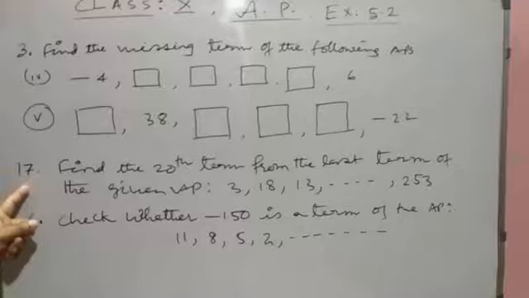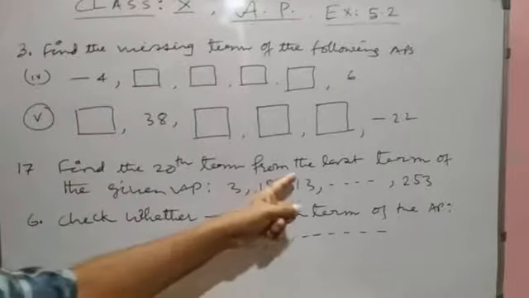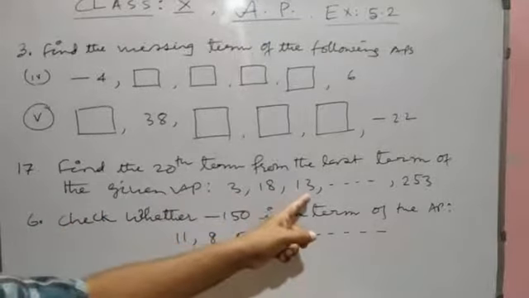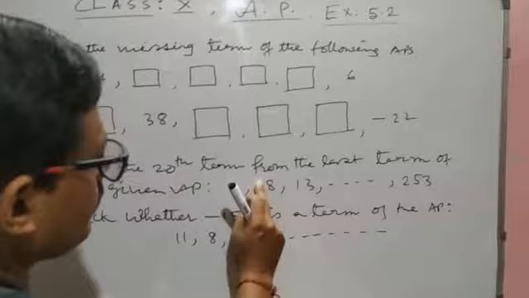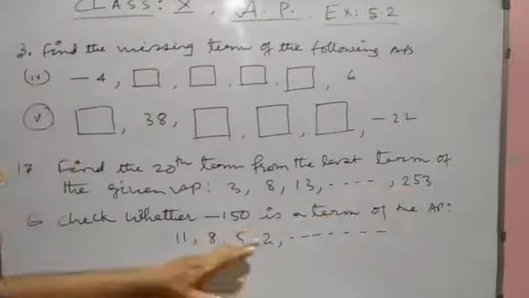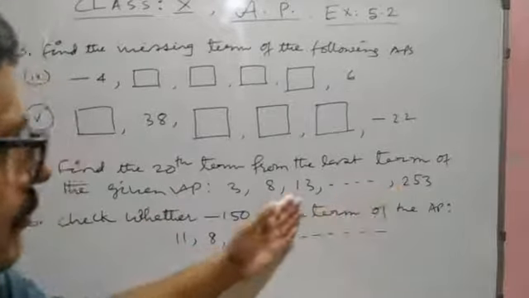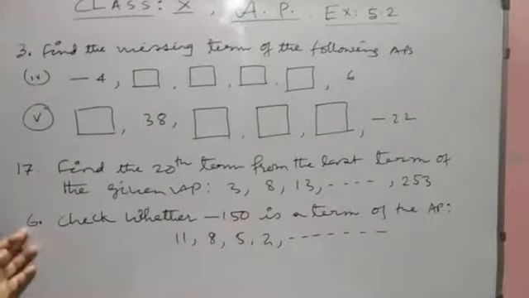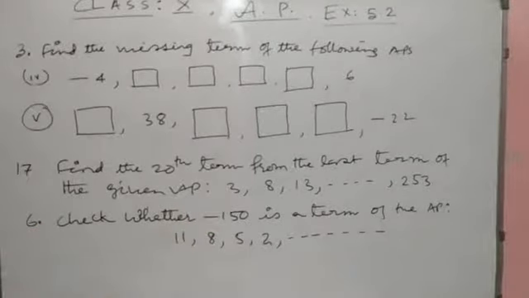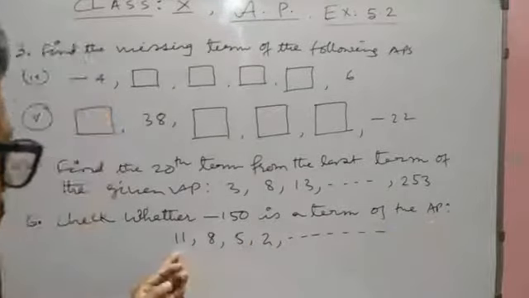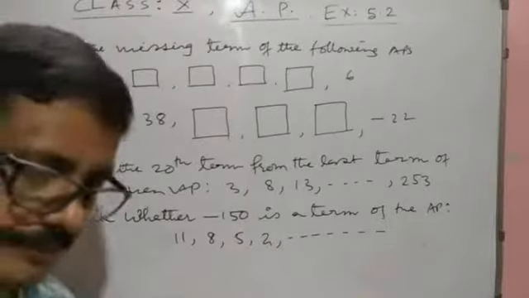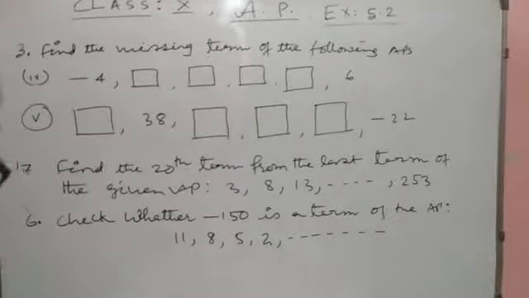Question number 17 of the textbook. Find the 20th term from the last term of the given AP 3, 8, 13, ..., 253. So you have to find out the 20th term from the last term of this AP. Next, check question number 6 of the textbook. Check whether minus 150 is a term of the AP 11, 8, 5, 2, ... or not. You have to check. Okay, thank you. Next class we will discuss some more questions.